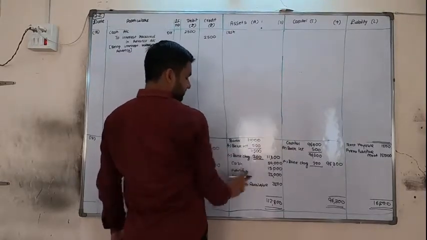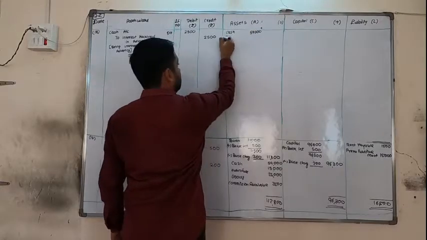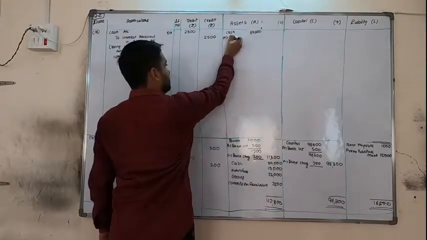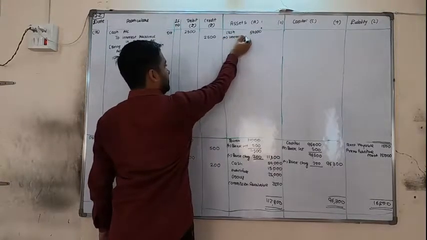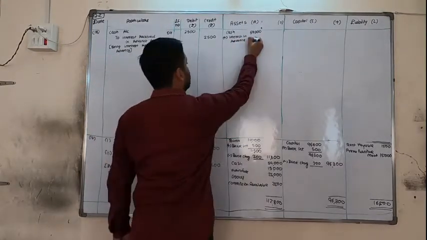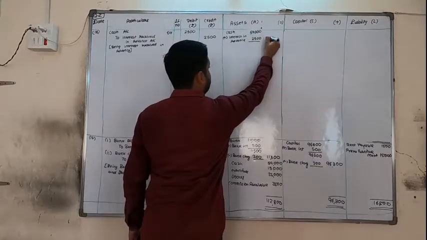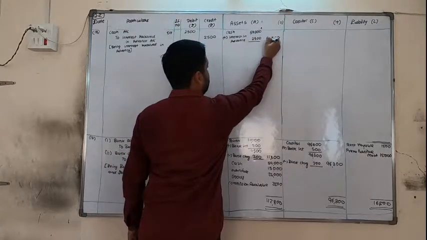Cash is 59,000 plus interest in advance 2,500, 61,500.